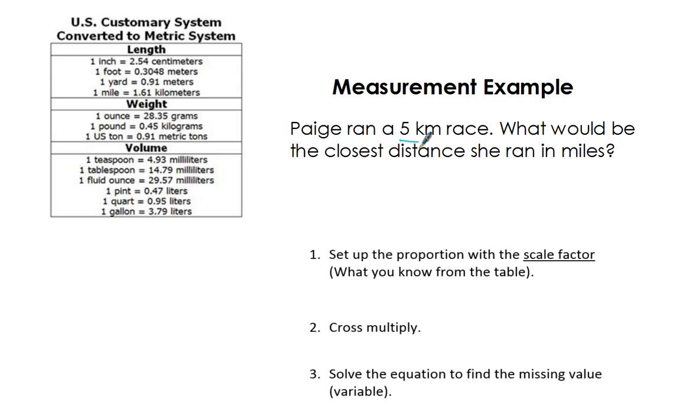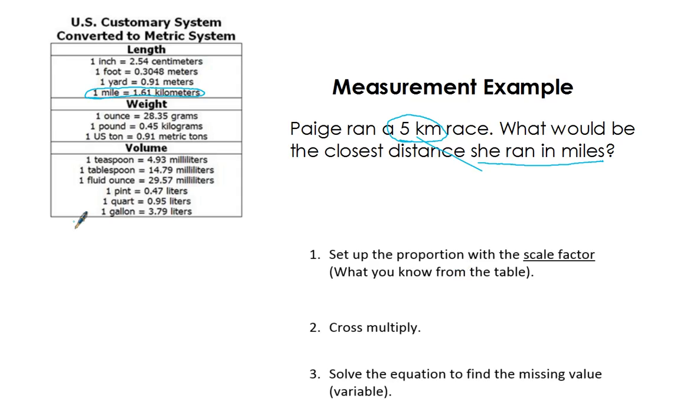So they tell us that she ran 5 kilometers, but we want to find out how much she ran in miles. They didn't give us a scale factor in the problem. However, over in this nice little chart, there's a scale factor right over here. This ratio says 1 mile equals 1.61 kilometers. Those are the 2 units that we were given in the problem, and we can find their equivalent scale factor right over here. So set up the proportion with the scale factor.